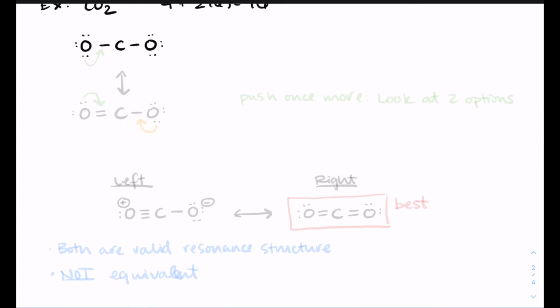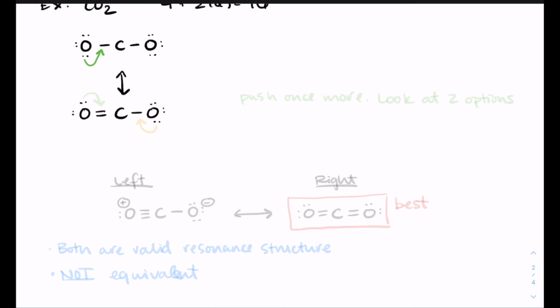Carbon is in the middle. I've got oxygens on the outside, connect them with bonds, put the lone pairs on the outside atoms, and after putting 3 lone pairs on each oxygen, I am out of electrons. I've used all 16. I cannot put any more electrons on this molecule, but obviously carbon does not have an octet. So I'm going to push electrons, push a lone pair to make a bonding pair to fulfill carbon's octet.